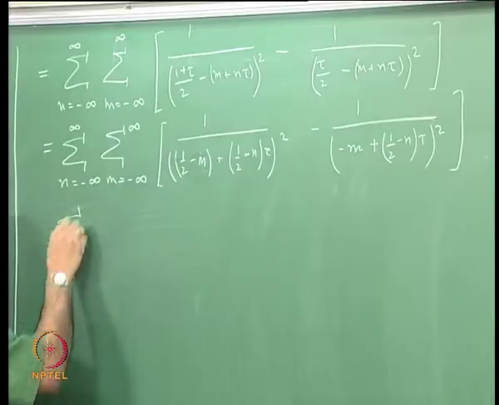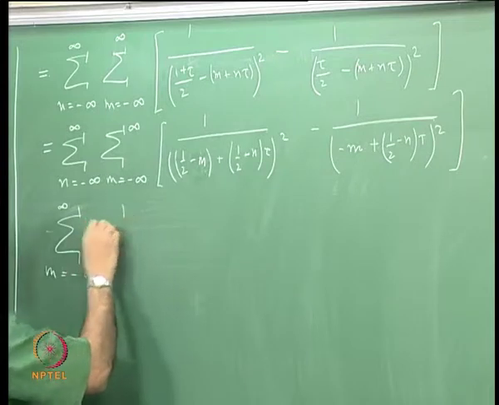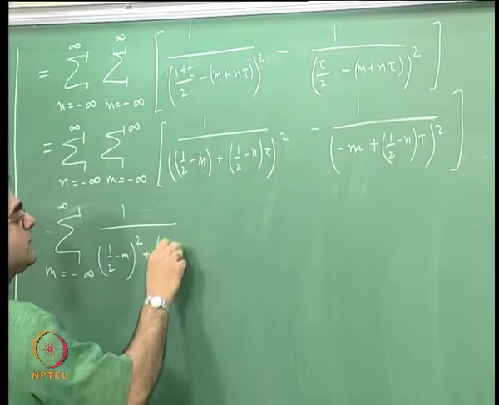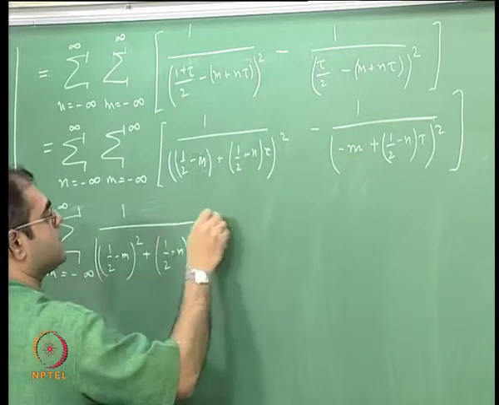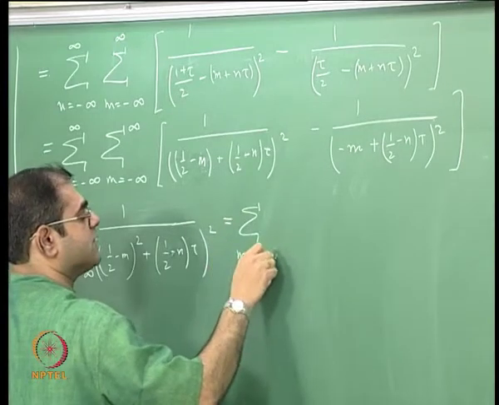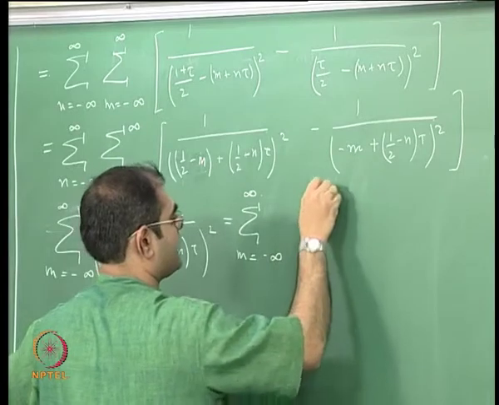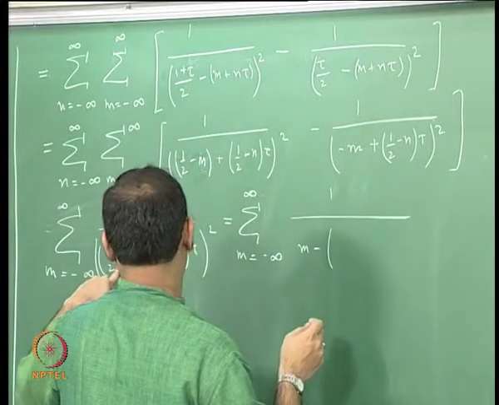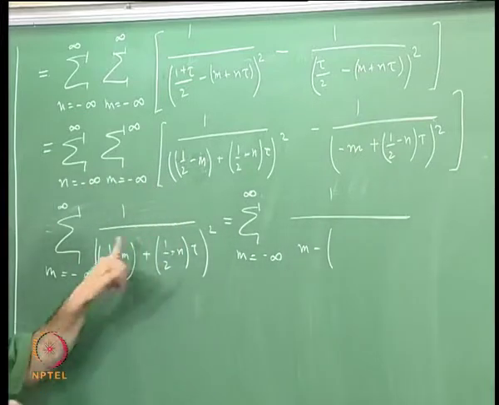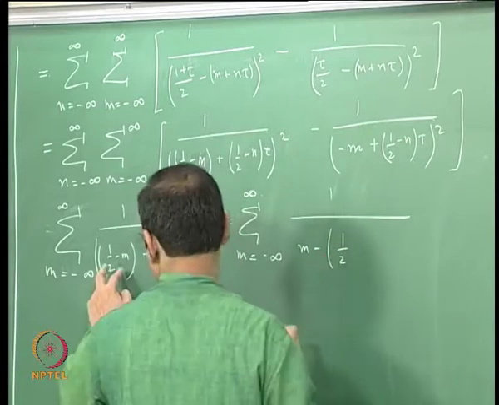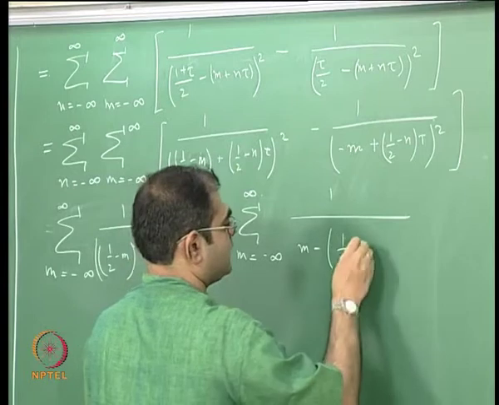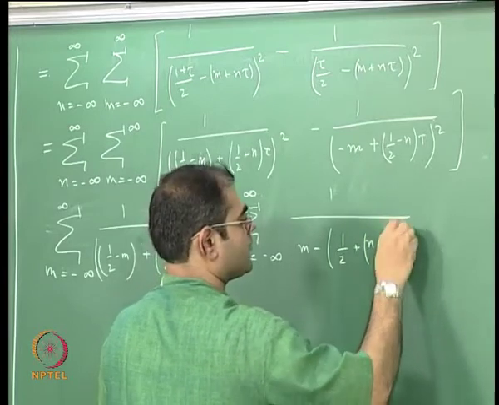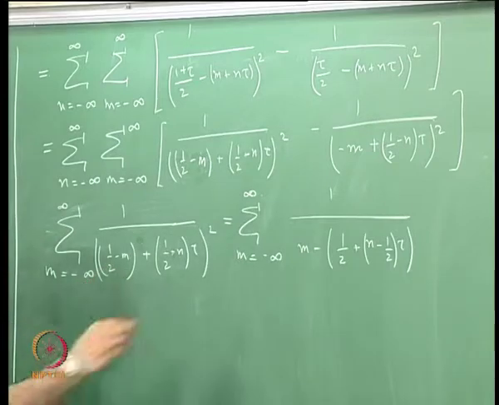So you use that the summation m equal to minus infinity to infinity of 1 by ((half minus m) plus (half minus n) tau) the whole squared is the summation m equal to minus infinity to infinity of 1 by ... There is no square here, so it is going to be m minus half. If I switch the sign here, it is m minus half. If I switch the sign here, it is n minus half, times tau. I hope this is right, and of course that's a whole square.